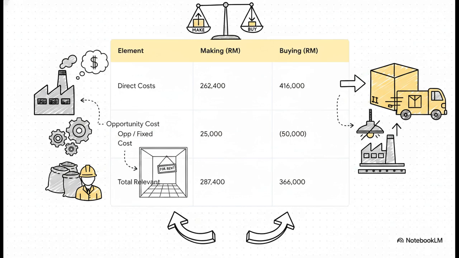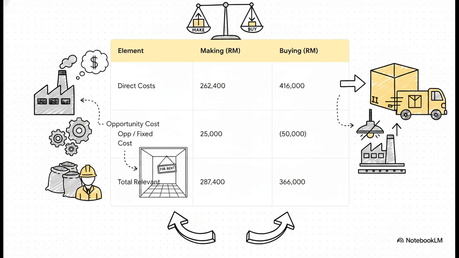In this differential analysis, we have the cost of making the product internally over on the left. We add up our direct materials, wages, and variable overheads, and we get $262,400. But hold on, if we use our factory space to make this, we're giving up $25,000 in potential rental income. That is an opportunity cost, and it must be added to the cost of making. So total cost to make is $287,400.